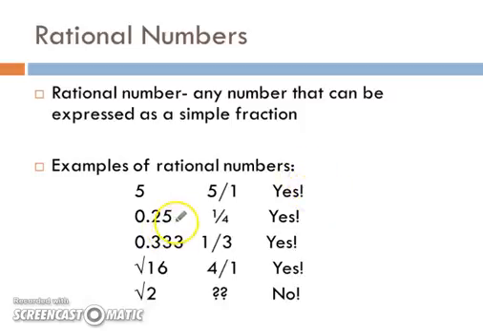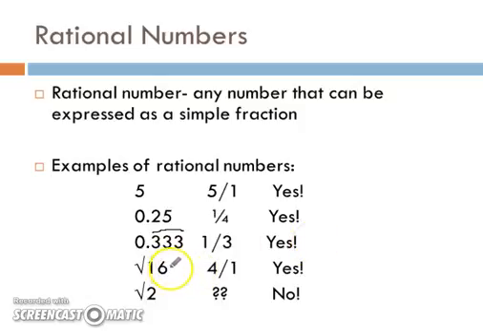If you have terminating decimals, so for example 0.25, 0.25 can be written as a fraction, so 1/4. So yes, this one is a rational number. I forgot the fraction bar here. If you have repeating decimals, so 0.333 repeating, I can write that as a fraction, so as 1/3. So that is also a rational number.